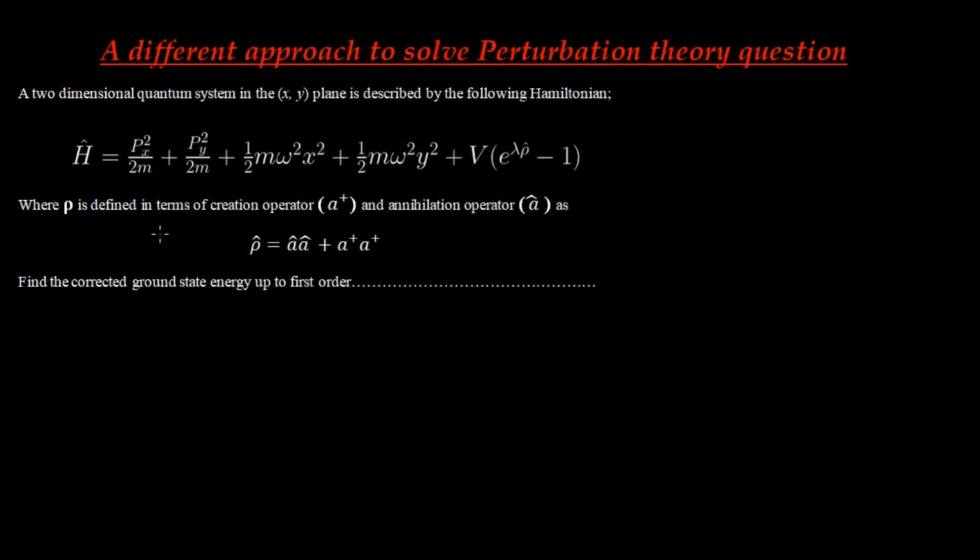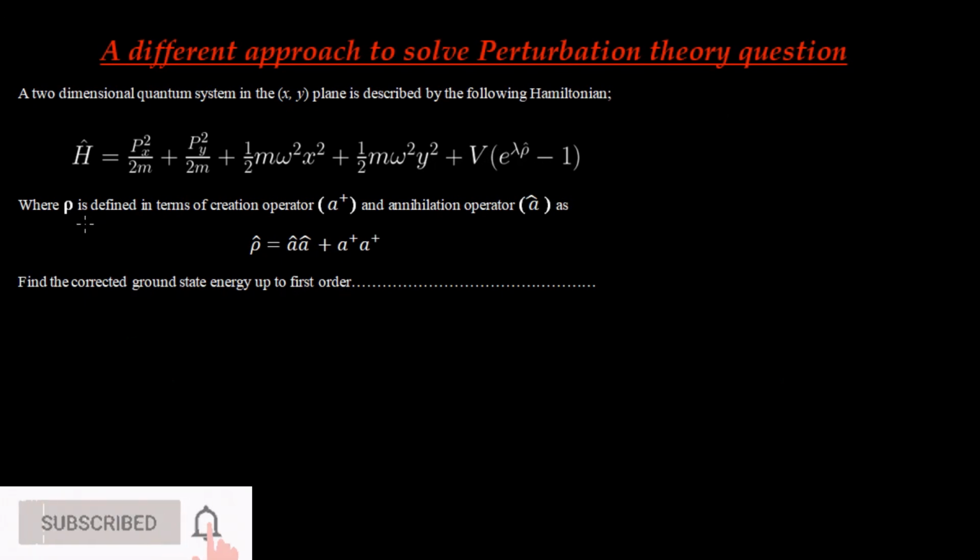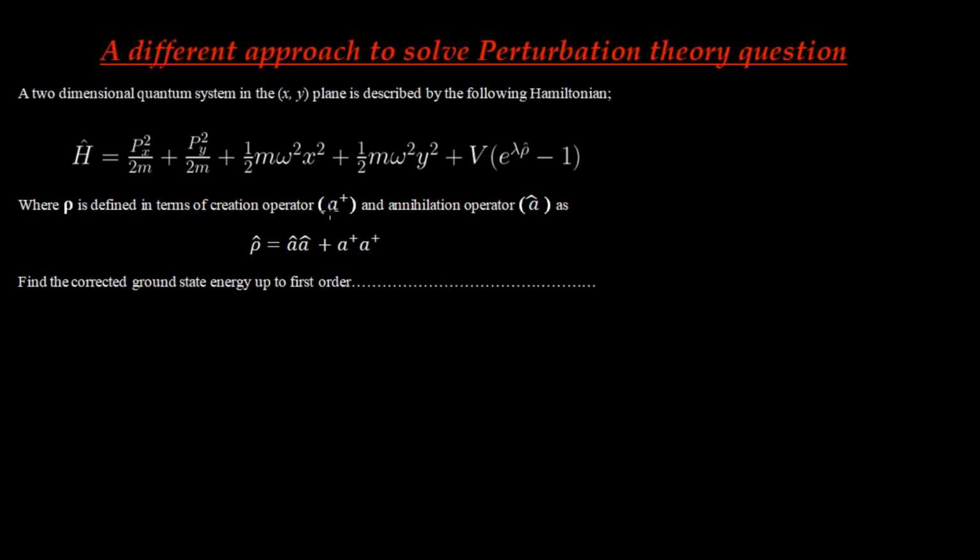Okay, we have a question here. A two-dimensional quantum system in the xy plane is described by the following Hamiltonian: H equals px squared by 2m plus py squared by 2m plus half m omega squared x squared plus half m omega squared y squared plus V times e to the power lambda rho minus 1, where rho is defined in terms of the creation operator and annihilation operator like this. We need to find the corrected ground state energy up to first order.